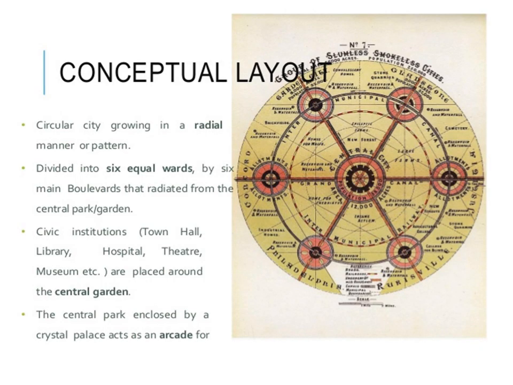In this slide, we are going to study the concept of the circular city. The circular city grows in a radial pattern, divided into 6 equal wards by 6 main boundaries that radiate from the central park or garden. Civic institutions like town hall, library, hospital, theatre, museum, etc. are placed around the garden. The central park, enclosed by a crystal palace, acts as an arcade.